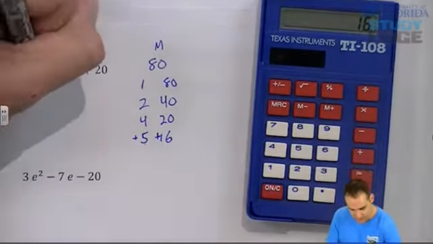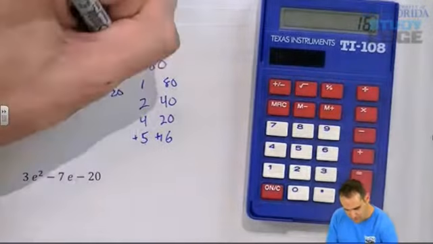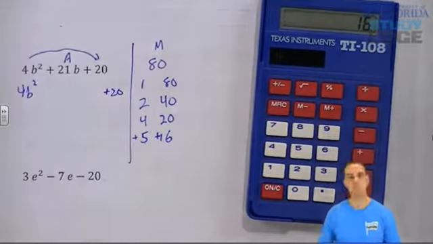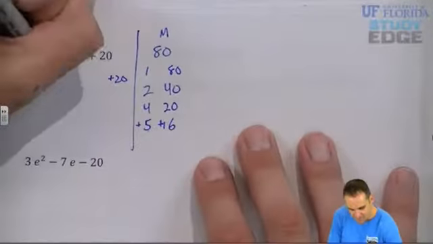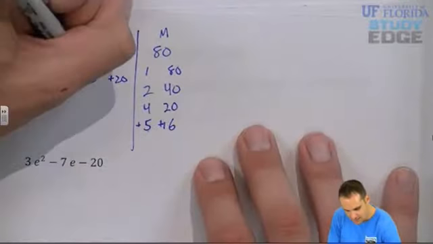So what am I going to do next? Leave the first term alone. Leave the last term alone. Take 21b, split it up. Let's make it 5 and 16, specifically 5b and 16b.